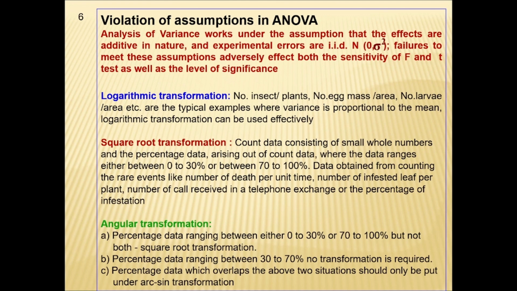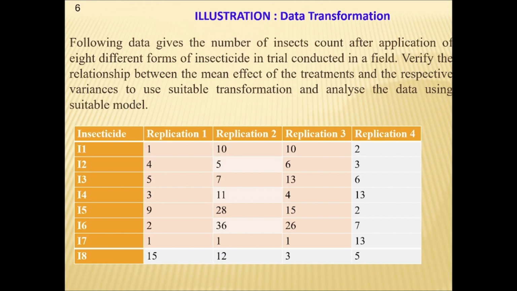Next. The relationship between mean and variance. Here the mean and the range are taken. If there is a trend in the range, then this data doesn't follow normality. The errors should be independently, identically distributed normal variates with zero mean and constant variance. If that is not followed, then the assumption is violated, and the very output of the analysis of variance will be in question. So we need to transform the data before analysis.